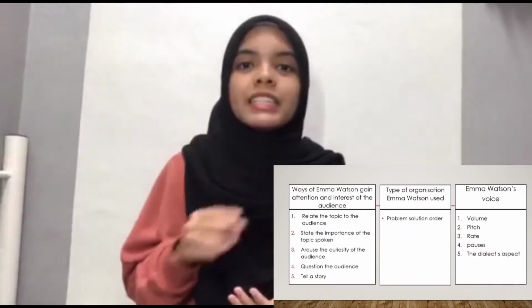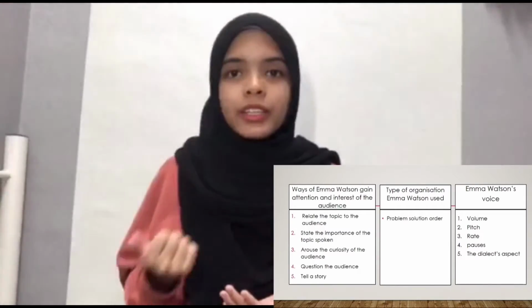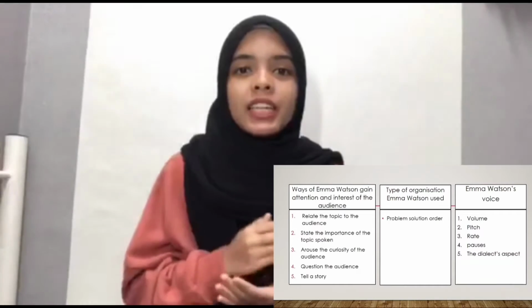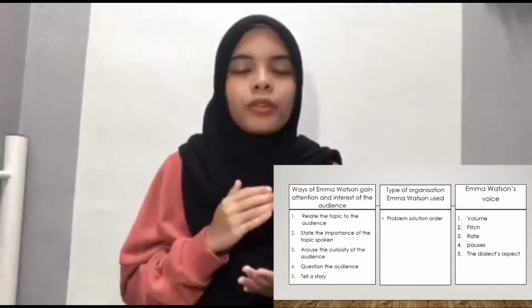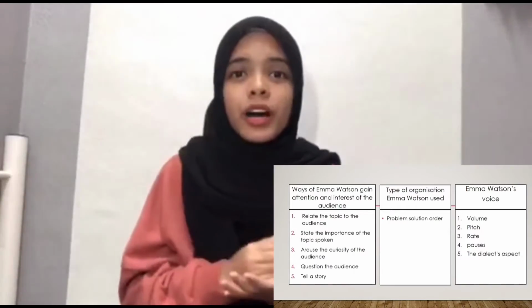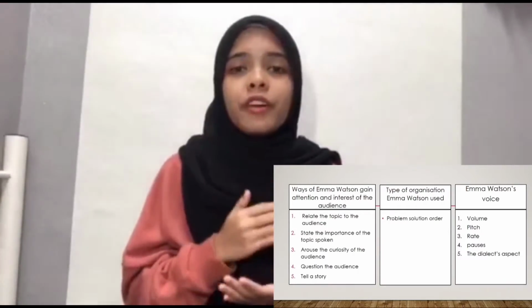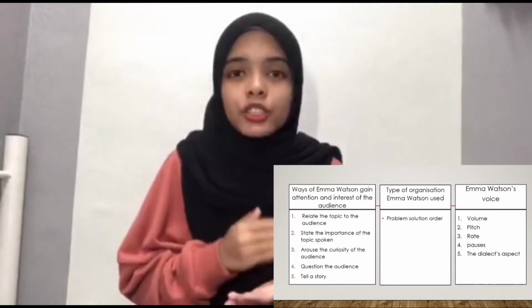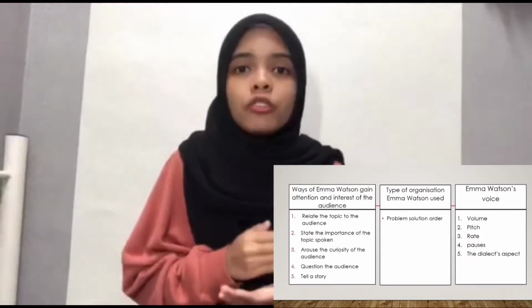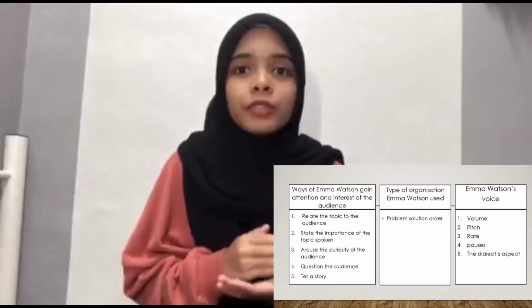For the second method, state the importance of the topic spoken. In Emma Watson's speech, she stated that she wondered why she was called bossy when she wanted to be a director. She also questions why her girlfriends stopped playing their favorite sport because they didn't want to appear muscly. By that, it shows how important the topic is to be acknowledged by people, that gender inequality exists.